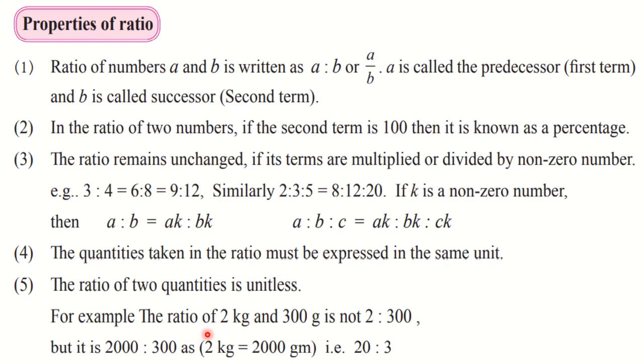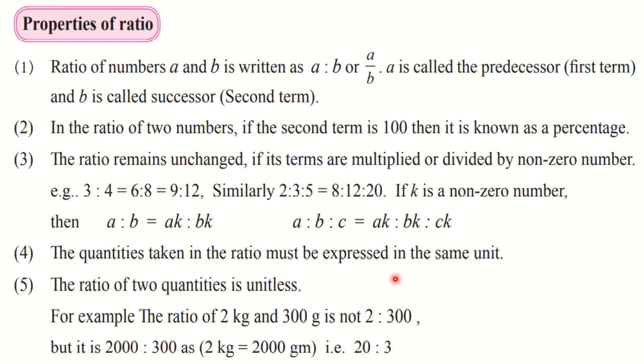You can see the example here. Here 2 kg and 300 grams. Here the unit is kg and here it is grams. So we cannot write the ratio. It is wrong. We cannot write a ratio here. We have to convert them to the same unit. Like this 2 kg we can write as 2000 grams. And then we can find the ratio 2000 is to 300. That is 20 is to 3.